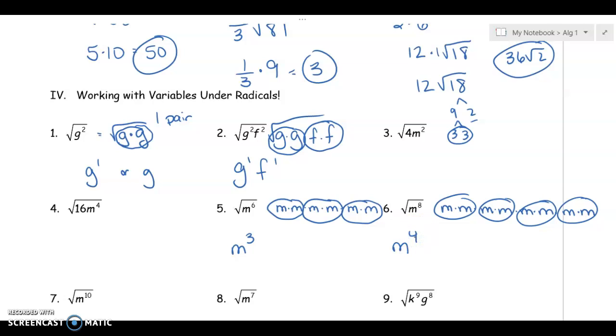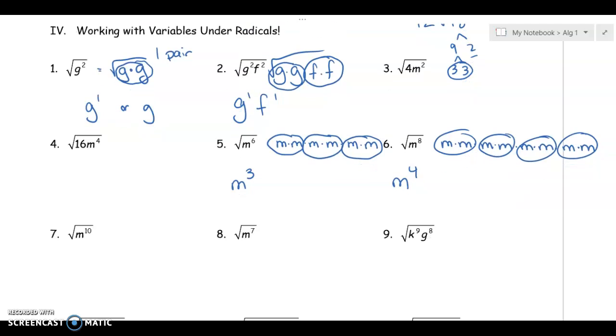Essentially what you're doing is dividing by 2. 8 divided by 2 is 4. 6 divided by 2 is 3. 2 divided by 2 is 1. That's essentially what you're doing, and it makes it a lot shorter instead of having to write down 6 m's or 8 m's or 10 m's. So if you have m to the 10th, you could write out 10 m's if you want, but you're going to end up with 5 pairs. So that would be m to the 5th.